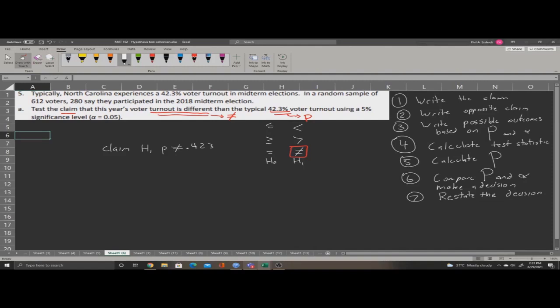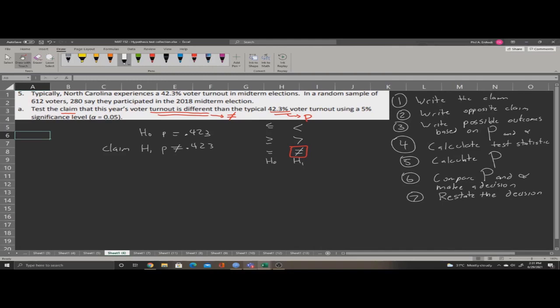Now, for step 2, we write the opposite claim. The opposite must be null because we've already used alternate. And the opposite of not equal is equal. So we'll say for the null, p is equal to 0.423.